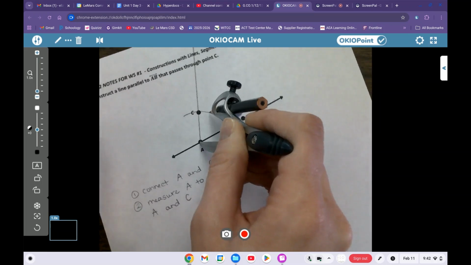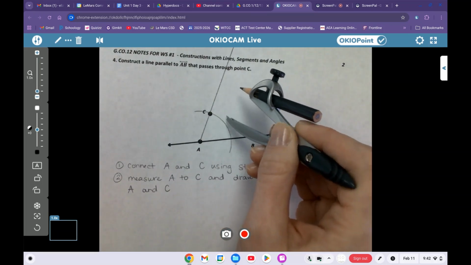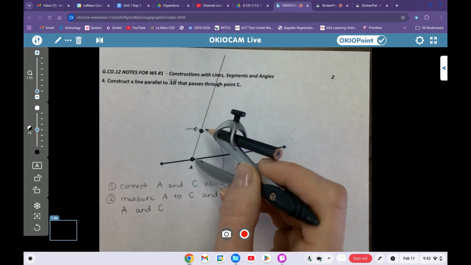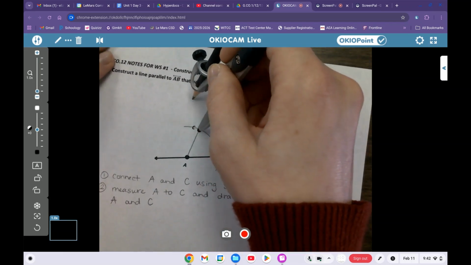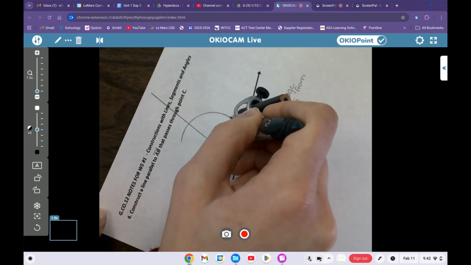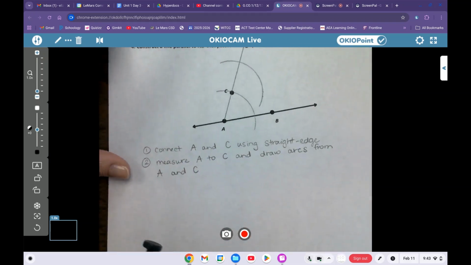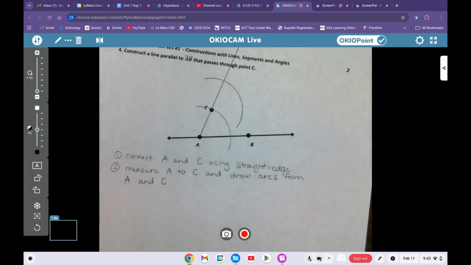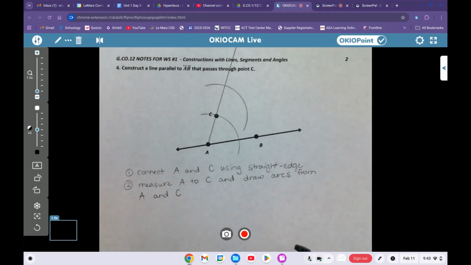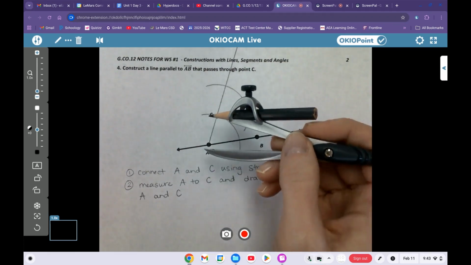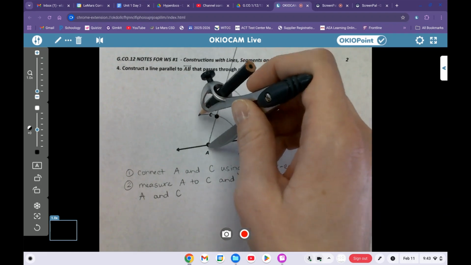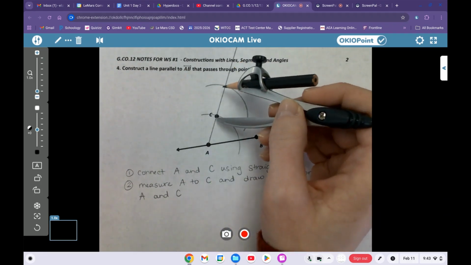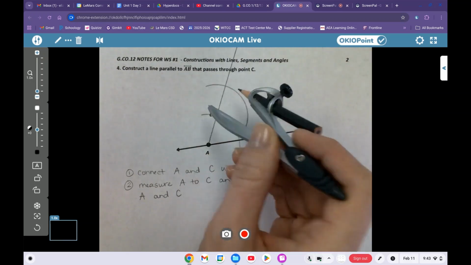Okay, so there's the first arc, creating that angle that we saw yesterday. Then I'm going to do the exact same thing, but I'm going to move my pointer up to C. And I'm going to draw another arc that looks just like it. Okay, like so. Now again, don't make your arcs teeny tiny. You want them to be big enough that you can see them and actually use them for something. So all I did there is I measured A to C and I drew an arc from A. I kept my pointer at A and I drew an arc through the picture. I moved it up to C and I drew another arc through the picture as well.